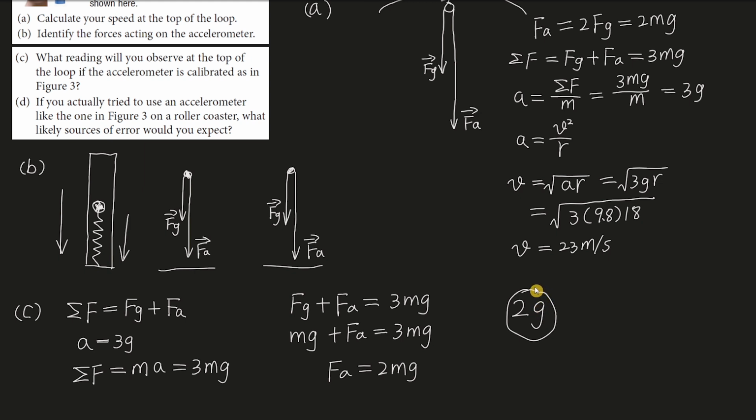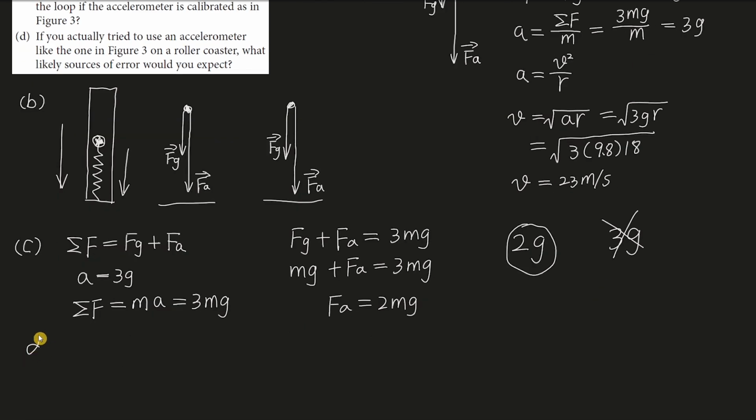My answer is different from the textbook. The answer on the textbook is 3g, not 2g. But I think the answer on the textbook is wrong. This is just what I think. If you don't agree with me, please leave your comment and tell me your reason. Thank you. Now for question D.